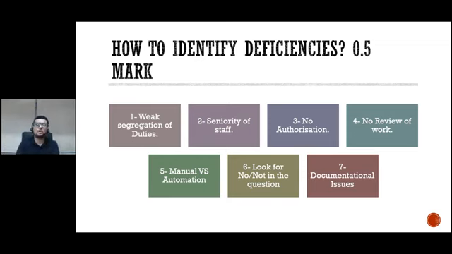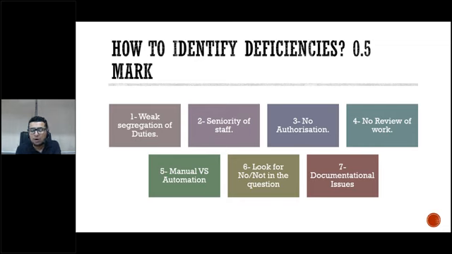Last methodology of identifying deficiency is to look for documentational issues. For example, your purchase orders and your sales invoices should be sequentially pre-numbered. Your purchase orders should be authorized. Let's say your documents should have evidence of the review performed by someone senior. So signatures and sequential pre-numbering are all documentational issues. If your sales orders or your purchase orders are not sequentially pre-numbered, what happens then?